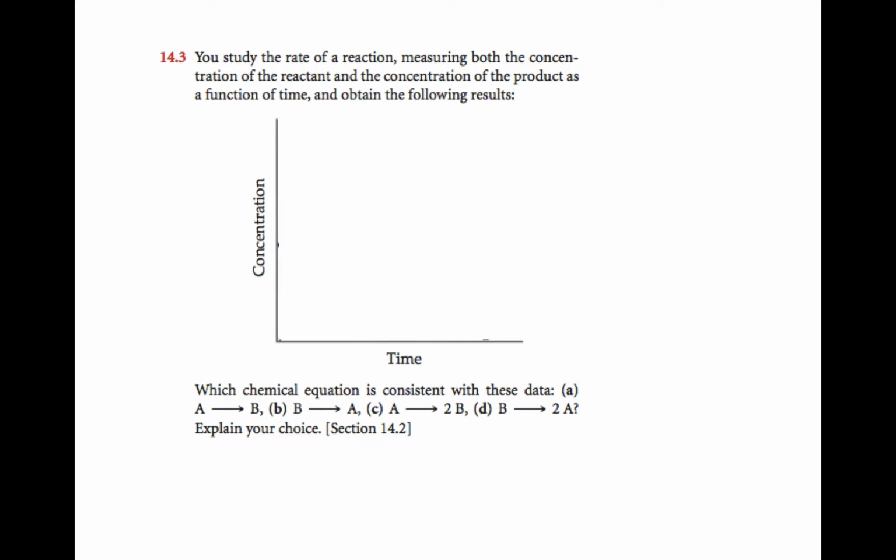You study the rate of reaction measuring both the concentration of the reactant and the concentration of the products as a function of time and obtain the following results. All right, so what's happening here, as the concentration of B goes down, the concentration of A is going up. So this tells me that B is a reactant and A is a product. So which chemical equation is consistent with this data? Well, A is a contender, right? No, A isn't a contender, right? B is a contender. B turning into A, right? So B is a reactant turning into A. So B is a possibility.